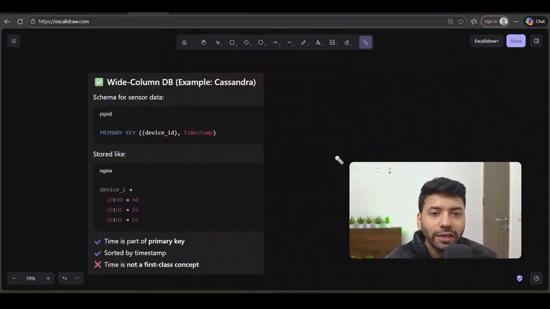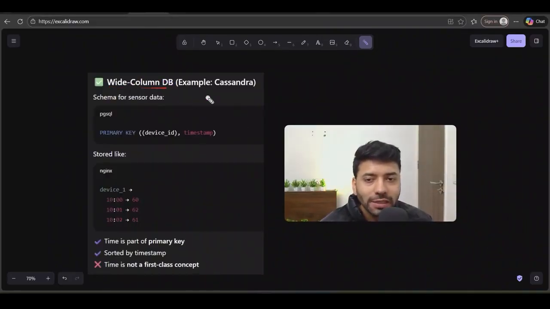When we talk about data modeling in a wide column database like Cassandra, the schema would be something like this. The primary key contains the device ID and the timestamp. This is your row key, device 1, and corresponding to it we have the columns, and it can contain a lot of columns. As time keeps increasing, we can keep adding columns as well. The good thing to see here is that time is part of the primary key, and in a wide column DB we have data sorted by timestamp. These are the good things, but time is not a first class concept. You have the row key, and inside that you have the columns where you store the data.